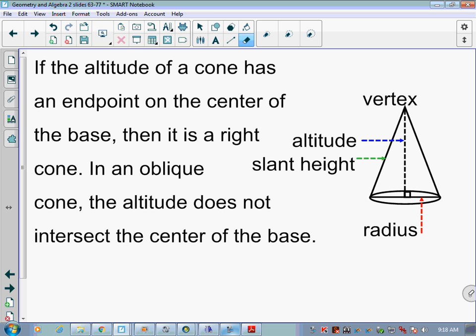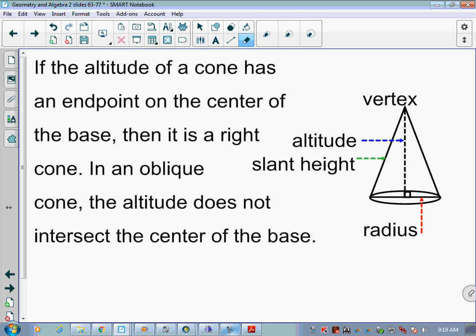Okay? All right, so if the altitude of a cone has an endpoint on the center of the base, then it is a right cone. In an oblique cone, the altitude does not intersect the center of the base, right? It could still be inside the base, but it's not going to be at the center of it. It could be even all the way outside of that cone. The same way whenever we have gone to find the area of certain triangles, sometimes the height of that triangle is outside of the triangle, okay?